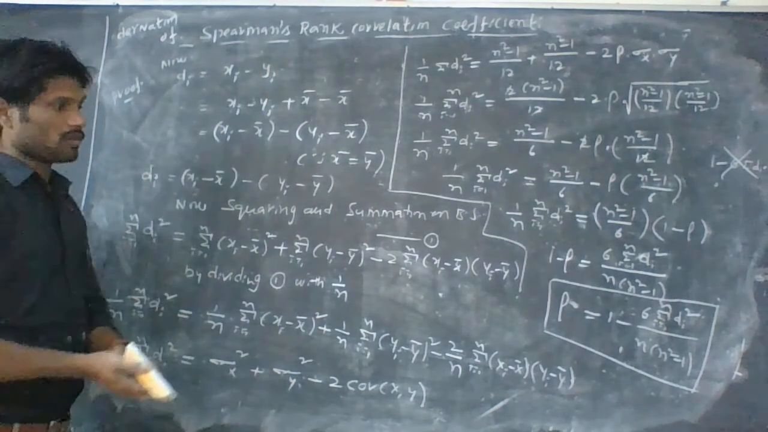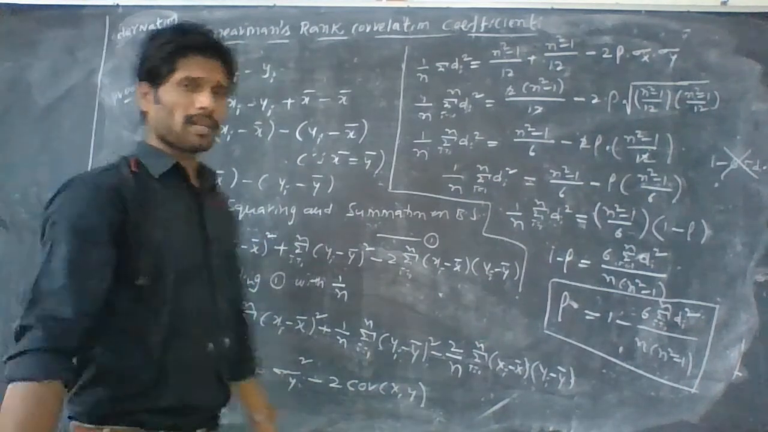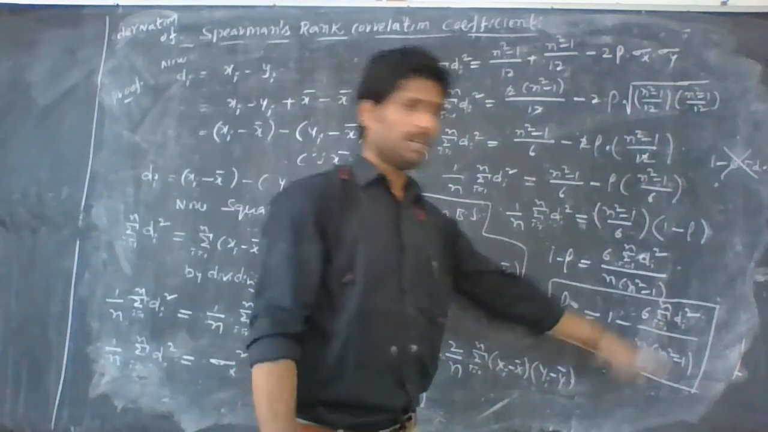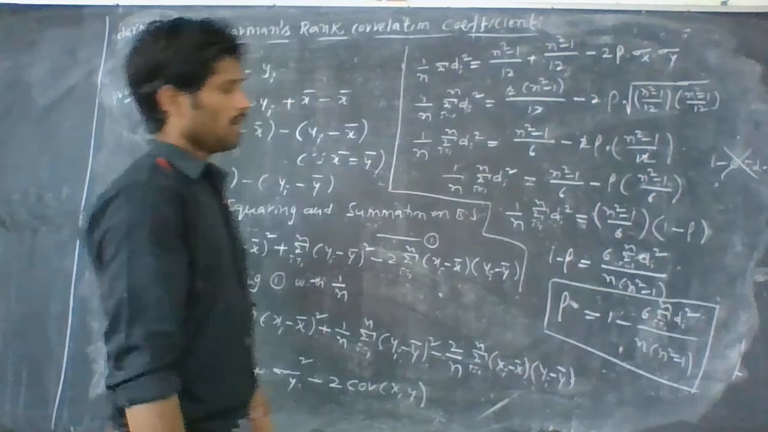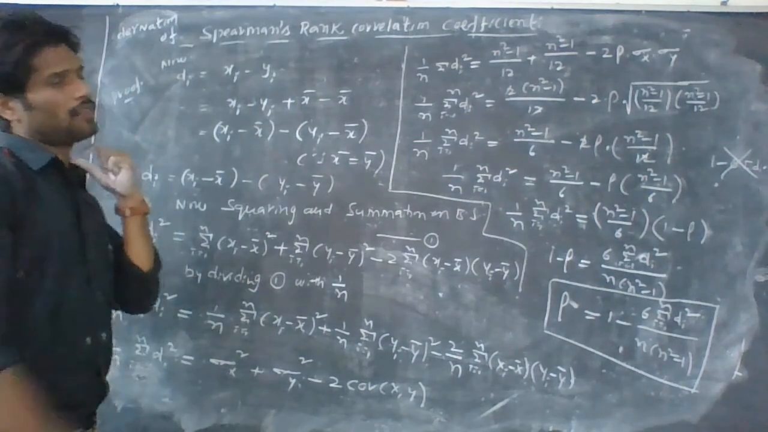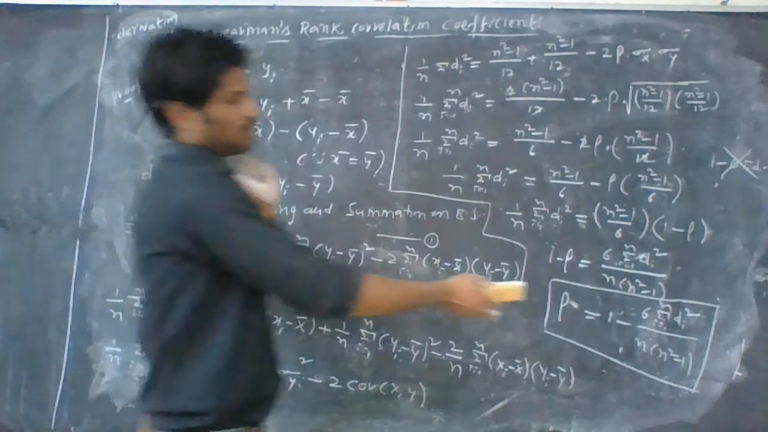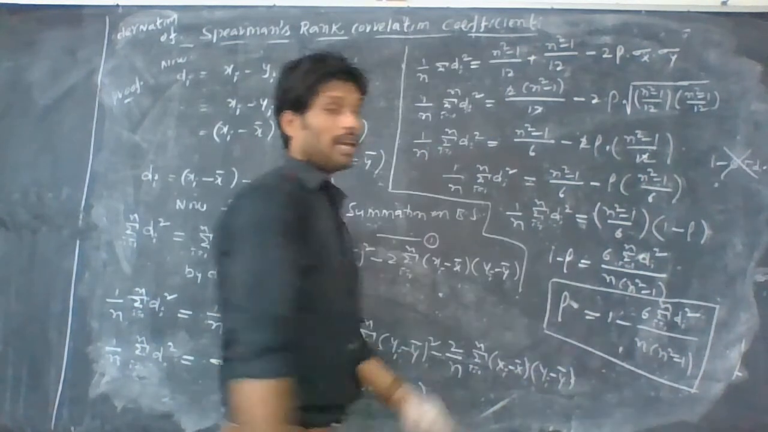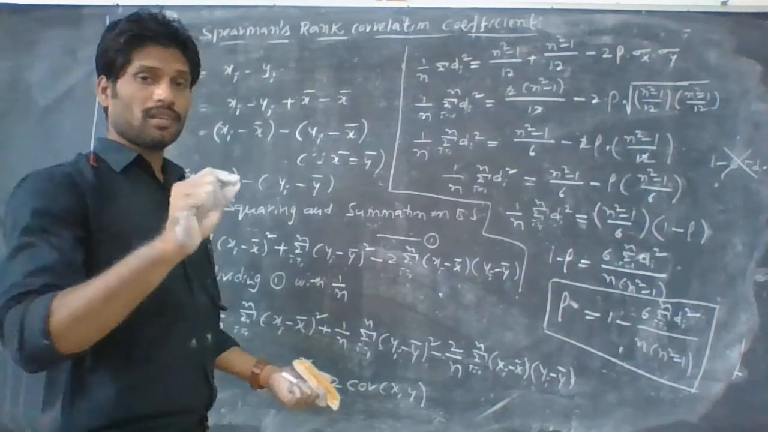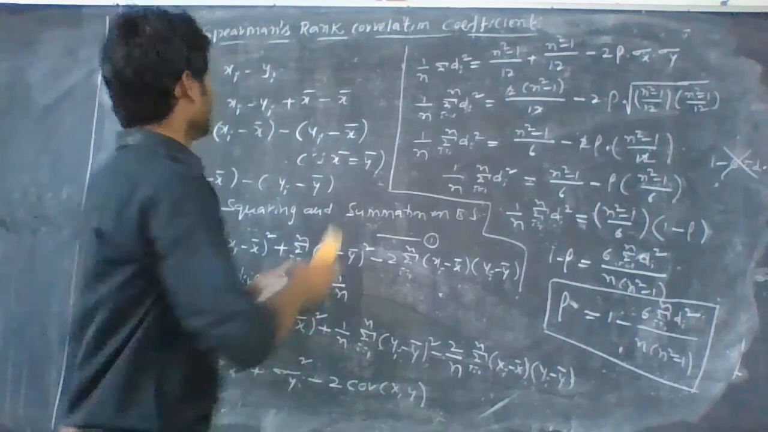Here n means the number of observations, d means the deviation, xi minus yi, between the different ranks. Finding that value and substituting it in this formula, you get rho lying between -1 and +1.